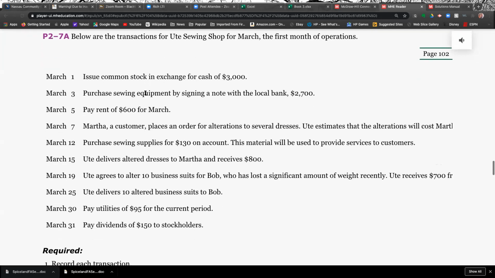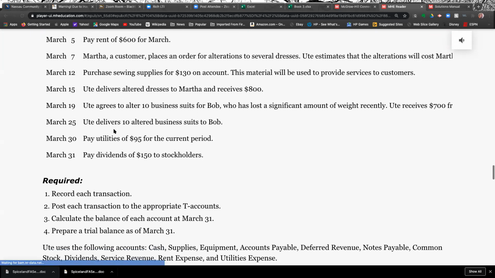Here's a list of the transactions. These are a lot of the same transactions we saw in that illustration for the soccer academy, right? Same kind of things. Issue common stock, purchased a sewing machine, paid rent. Right now, this is not prepaid rent. This will be rent expense because this is just rent for March. Remember the example we saw, where they paid a full year's rent in advance, right? That's not what's happening here. Here they're just paying rent for 1 month. When you pay rent for 1 month, that's an expense.